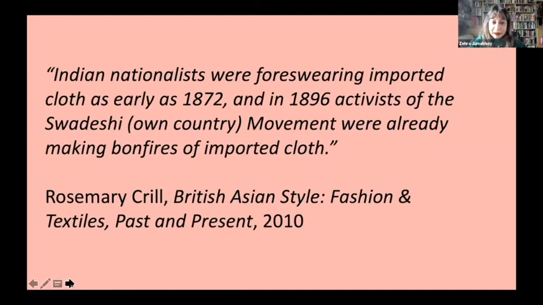And in a book, Liaqat Rasul is mentioned for his designer label, his fashion label, Ghulam Sakina, and this is what Rosemary Krill has to say. She says, Indian nationalists were forswearing imported cloth as early as 1872, and in 1896, activists of the Swadeshi, own country, this is her translation, not mine, movement, were already making bonfires of imported cloth.